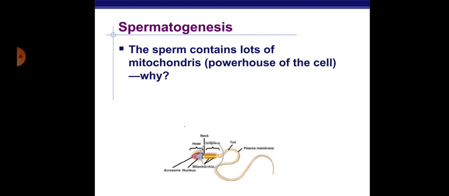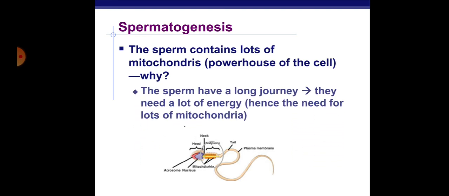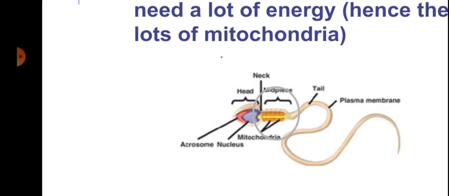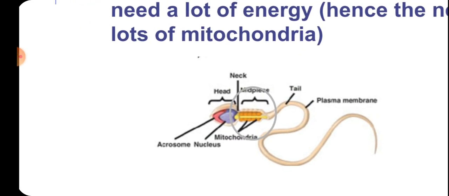The sperm contains lots of mitochondria, and these mitochondria are known as the powerhouse of the cell, because the sperm has a long journey. They need a lot of energy, hence the need for lots of mitochondria. And you can see in this enlarged figure, this is the tail, the middle piece, which has mitochondria. Then you have the neck, the head, and the acrosomal nucleus, and the red color depicts the acrosomal cap.